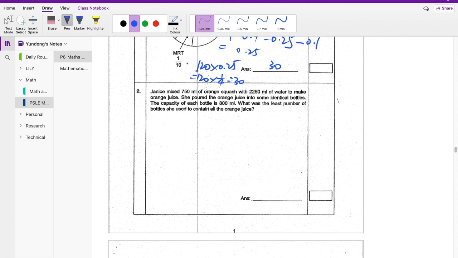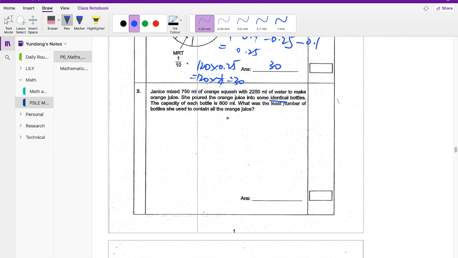Okay, the second question. Janice mixed 750 ml of orange squash with 2,250 ml of water to make orange juice. She poured the orange juice into some identical bottles. The capacity of each bottle is 800 ml. What was the least number of bottles used to contain all the orange juice?